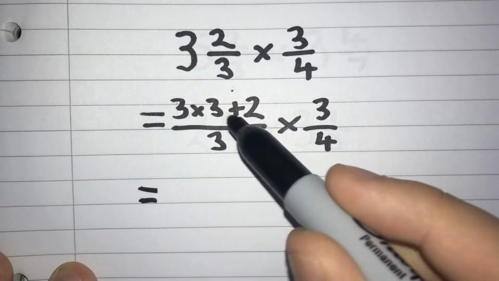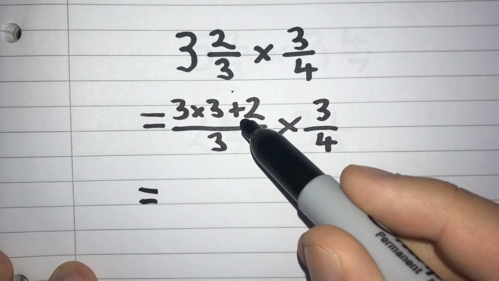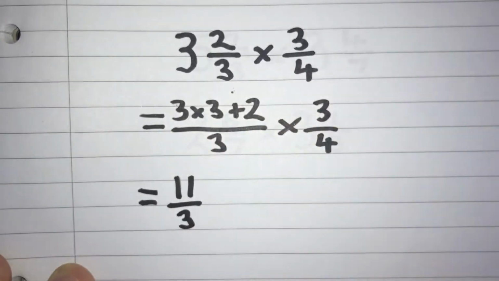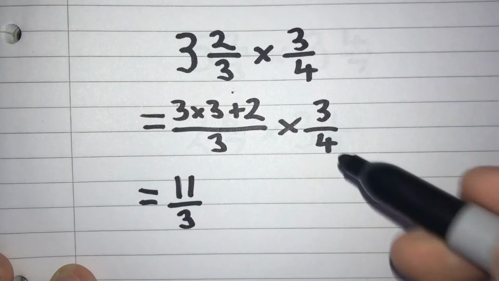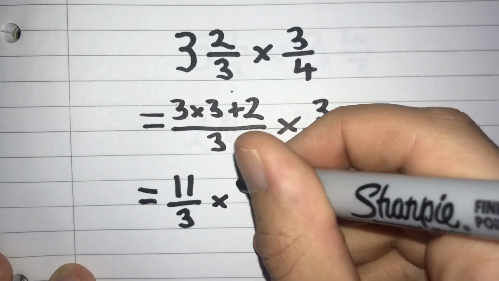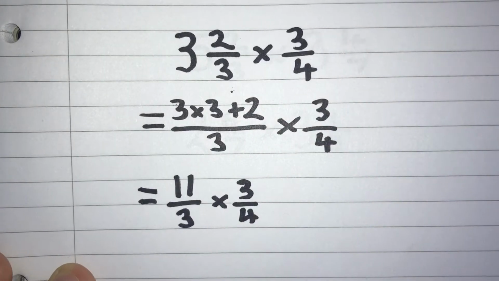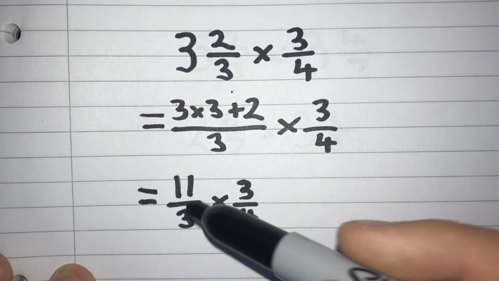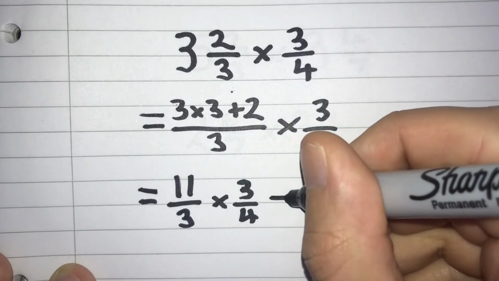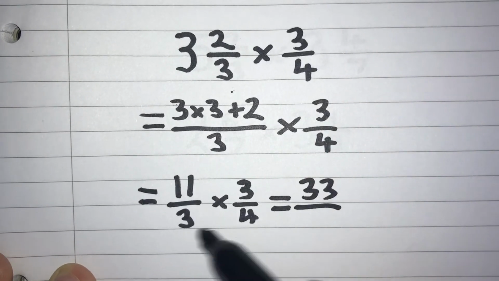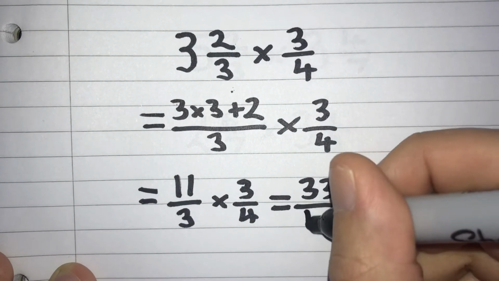Well, 3 times 3 gives us 9. Add another 2, we'd get 11. So our top-heavy fraction will be 11 over 3. And it's still multiplied by 3/4. Well, now we're just multiplying fractions again. So 11 multiplied by 3 will give us 33. And 3 multiplied by 4 will give us 12.